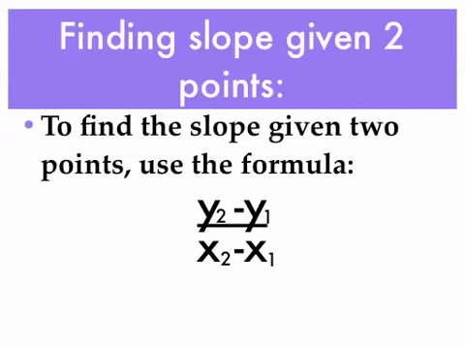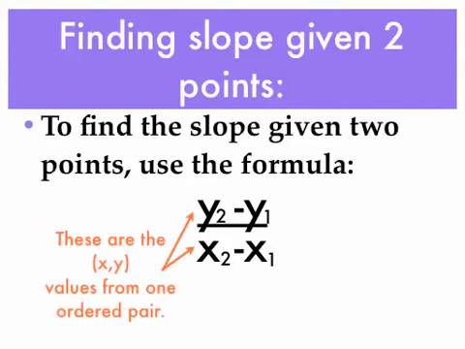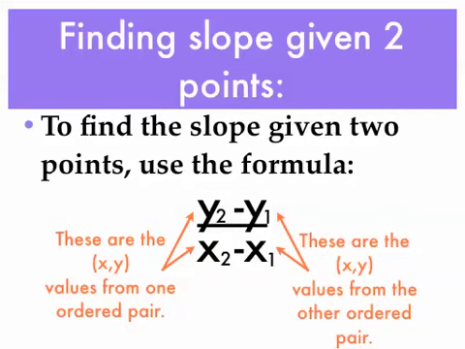y's and the x's. What those sub 2's tell us is that the y sub 2 and the x sub 2 are from the same ordered pair. So these are the x and y values from one ordered pair. And then the y sub 1 and the x sub 1 are the x and y values from the other ordered pair. So when we're given two ordered pairs, we're going to use the formula y sub 2 minus y sub 1 over x sub 2 minus x sub 1. And it's very important that whatever ordered pair you take from first to get your y, you take that x value to put first on the bottom.